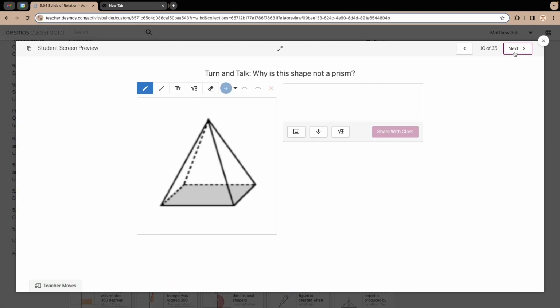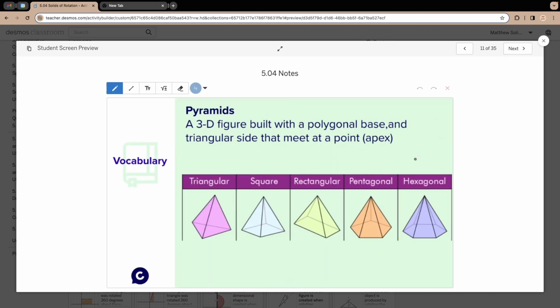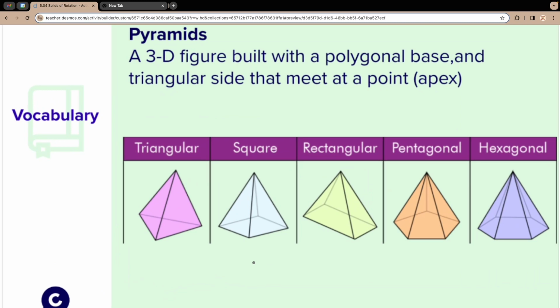So why isn't this shape a prism? Well, this shape has a rectangular base, but it's not the same thickness throughout. It comes to a point. You probably know what this shape is called. It is a pyramid. So if a shape comes to a point like this, it is called a pyramid.